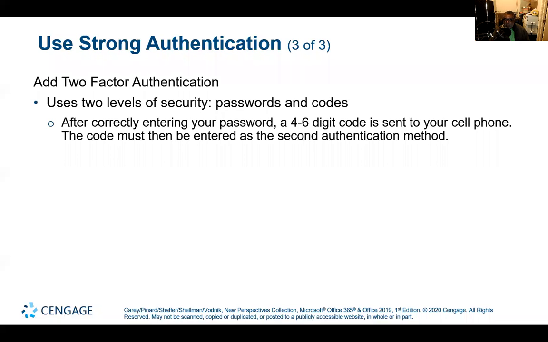Two-factor authentication uses two levels of security, passwords and codes. After correctly entering your password, a 4 to 6 digit code is sent to your cell phone. The code must then be entered as the second authentication method.